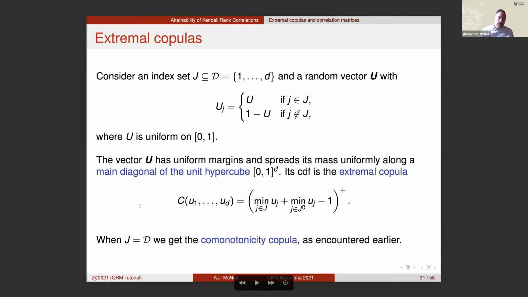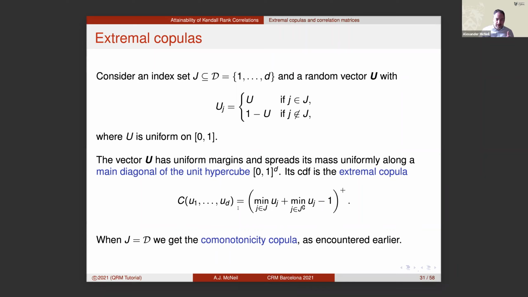And we've already seen one special case of this construction in dimension D, which is the comonotonicity copula. If this index set were equal to the whole set 1, 2, 3, 4 up to D, then this would be the comonotonicity copula. So the comonotonicity copula is an extremal copula, but in general, there are many of these extremal copulas in D dimensions. So there's more than one.